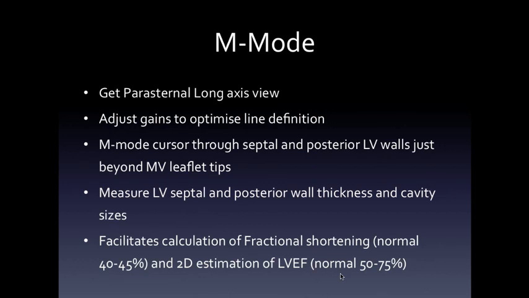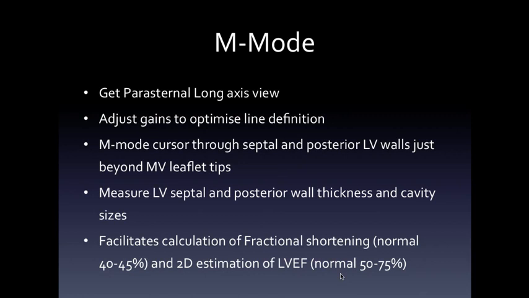What we try to do is get the M-mode cursor ideally through the septal and posterior LV, but it's all about getting it right on axis. And in the acutely ill patient, that's often the one view you can't get. And it's often the view you can, so you take what you can get. But if you're lucky enough to get it, it really does facilitate a good estimate of global ejection fraction.